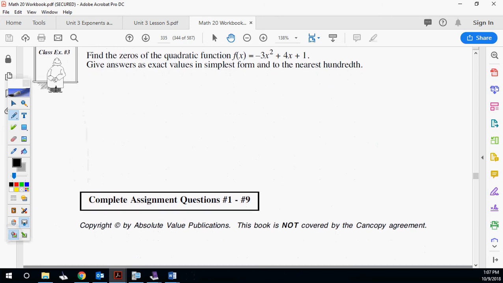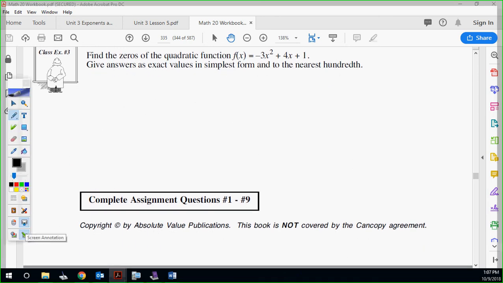Okay, so this one, find the zeros of the quadratic function negative 3x squared plus 4x plus 1. Give answers as exact values and to the nearest hundredth. So it wants the exact form and then wants you to calculate it. Okay, so then you're going to get the actual decimal. Okay, and I think that's actually what I asked us to do in the previous one, but we'll actually do it this time. Okay, so here we go.